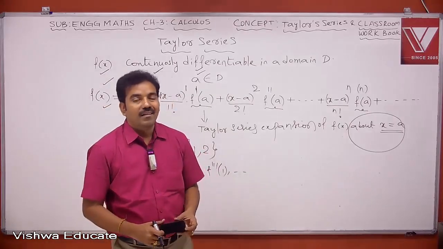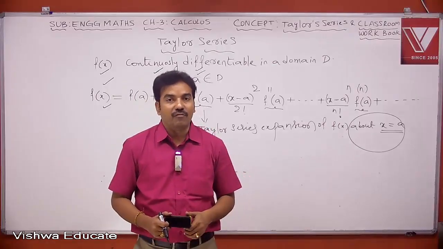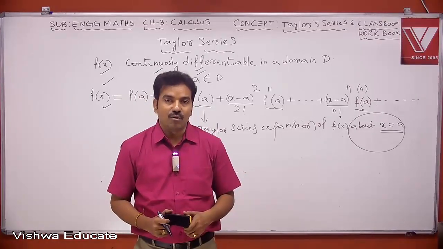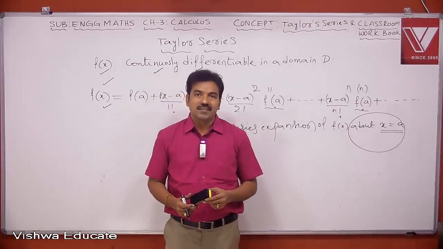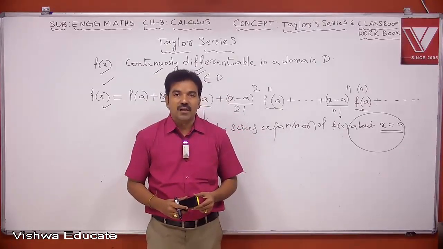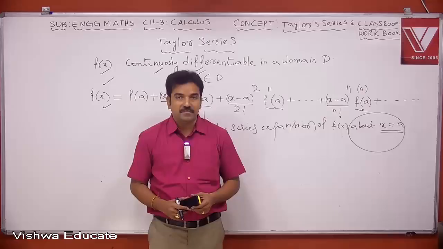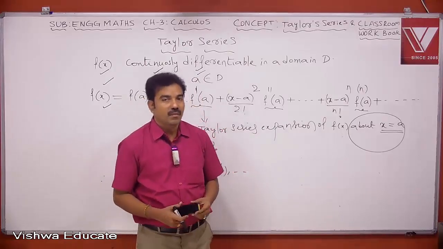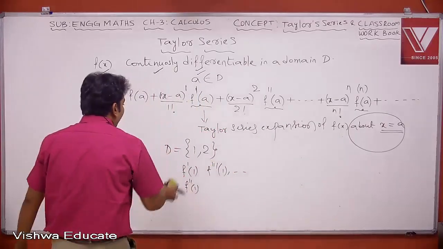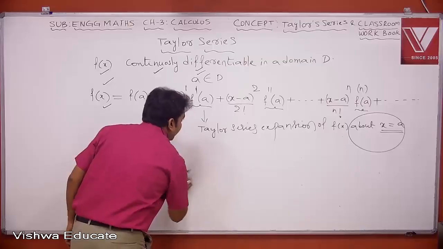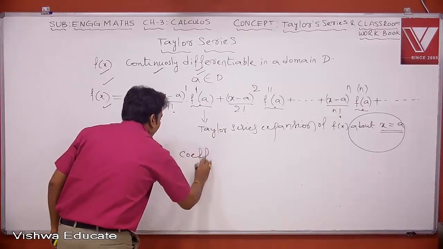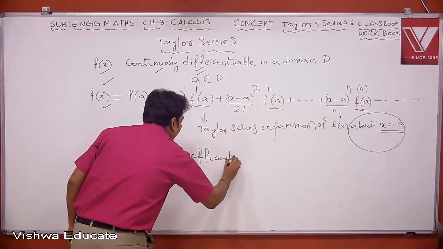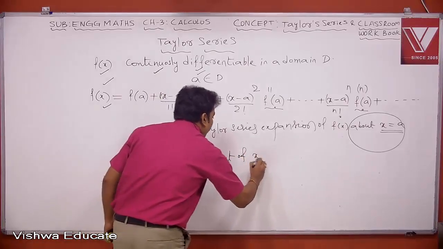And this is called the Taylor series expansion of f of x about x equal to a. Now let us see the coefficient of x minus a whole power n in this case. One important concept is the coefficient of x minus a whole power n.